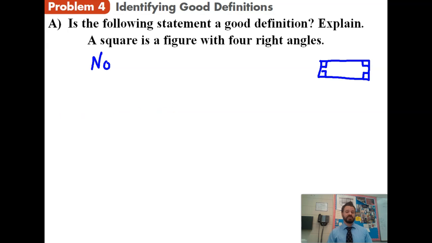Okay, part B has 4 more examples. Why don't you take a minute, pause the video, think through those. Are those good examples or not? And then hit play to check your answer and have me talk you through them.